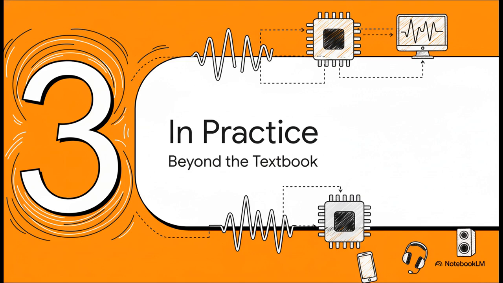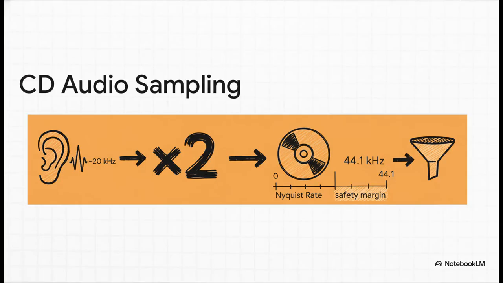Let's check out a piece of technology that I'm pretty sure you've all used, that was built from the ground up on this one single principle. Let's talk about the good old compact disc. The engineers started with the limit of human hearing, which is roughly 20 kilohertz. So they just applied the Nyquist theorem. The sampling rate had to be greater than double that, so more than 40 kilohertz. They ultimately chose 44.1 kilohertz.